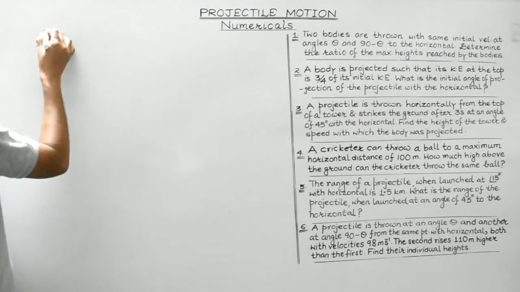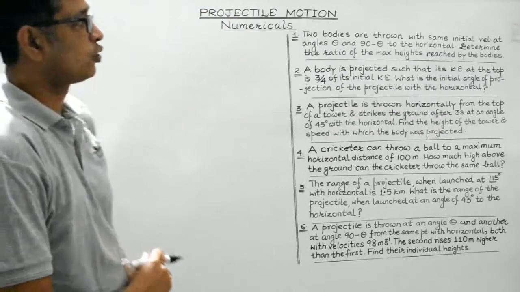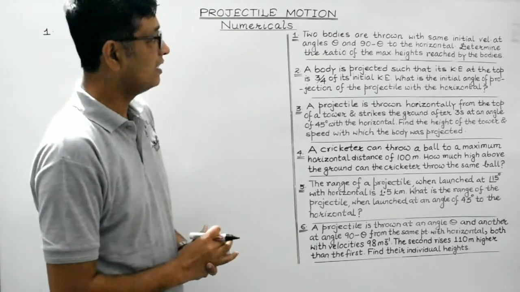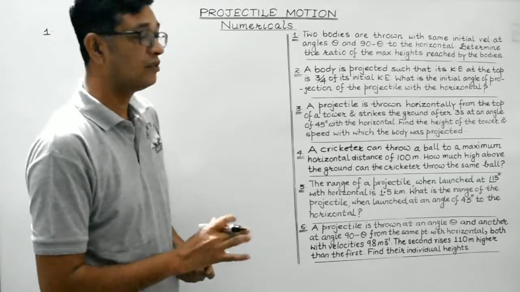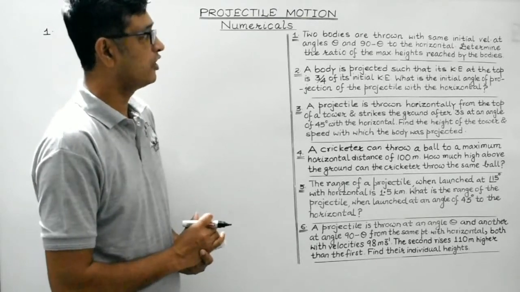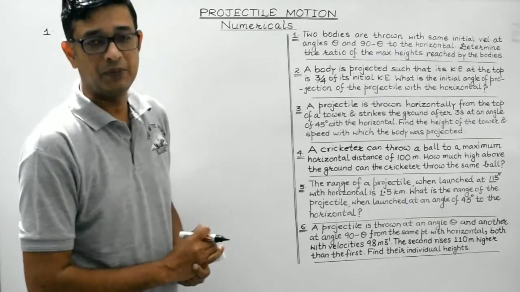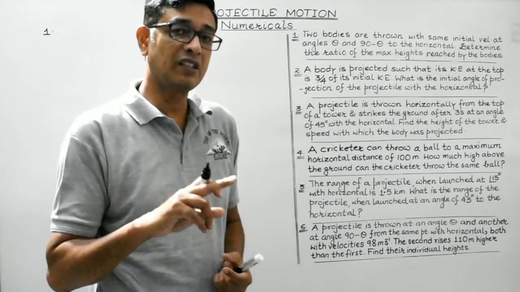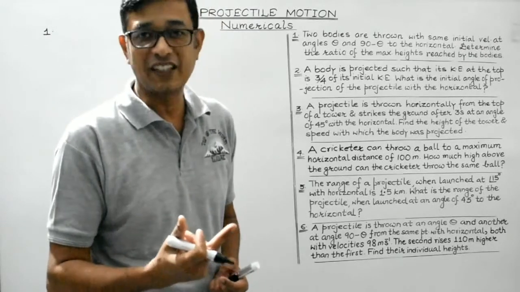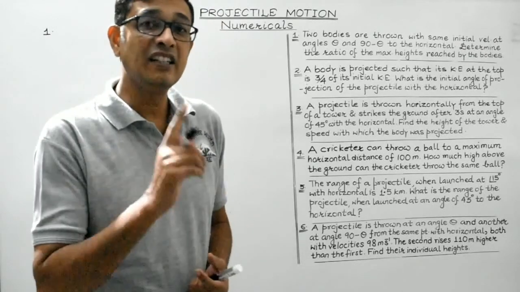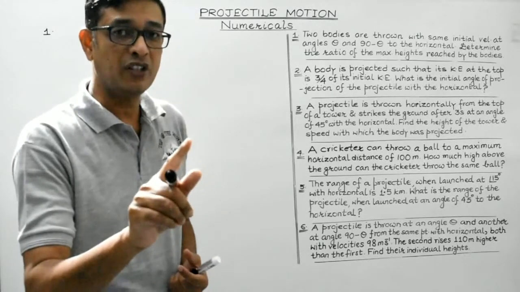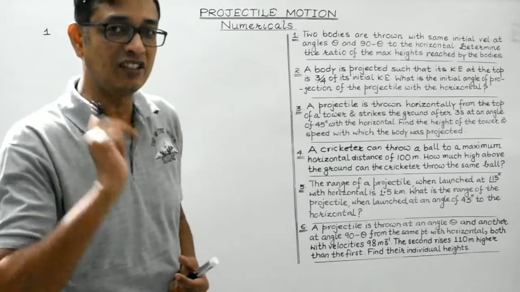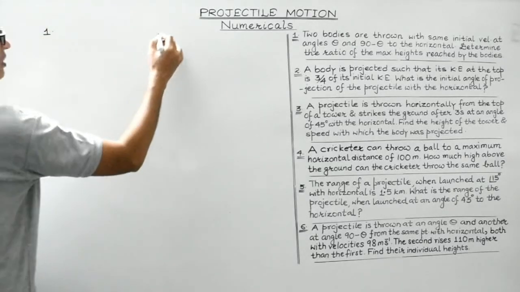So, students, the first question is: two bodies are thrown with the same initial velocity, so initial velocity is constant, at angles theta and 90 minus theta to the horizontal. Determine the ratio of the maximum heights reached by the bodies. So, students, here the angular projection in the first case is given to be theta, and in the second case it is given to be 90 minus theta. And it is the case of angular projection where the body is projected making an angle theta or 90 minus theta with the horizontal. So, this is the case basically.